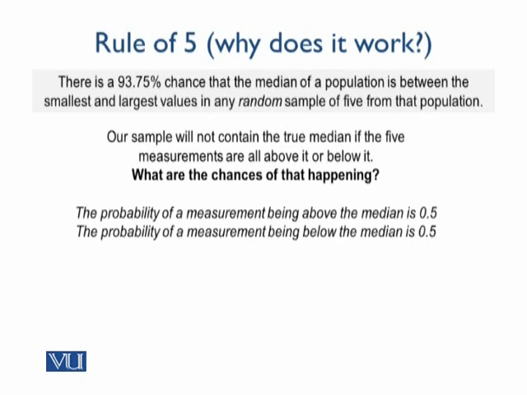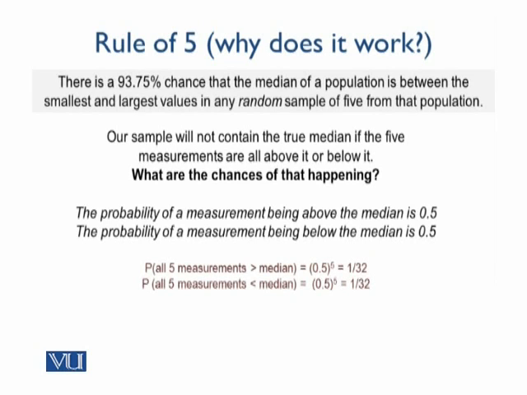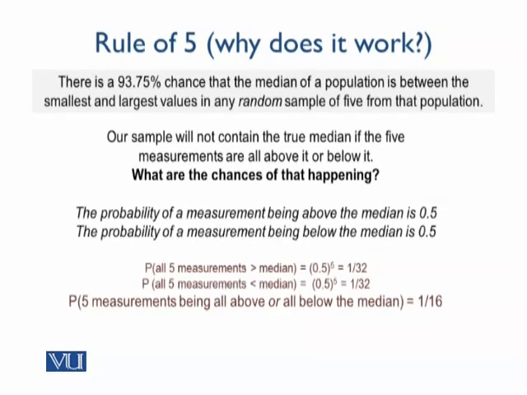So let's calculate the probability of this. The probability of one measurement being above the median is 0.5. The probability of all the 5 measurements being above the median is 0.5 raised to 5. So this comes out to be 1 over 32. Similarly, the probability of all the 5 measurements being less than the median is again 1 over 32. If we add up these probabilities, we would have the probability of both these events, and these are mutually exclusive. Either they are above the median or they are below the median. So this probability is 1 over 16.